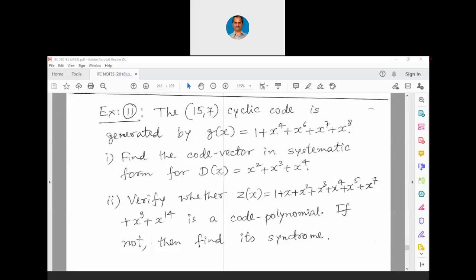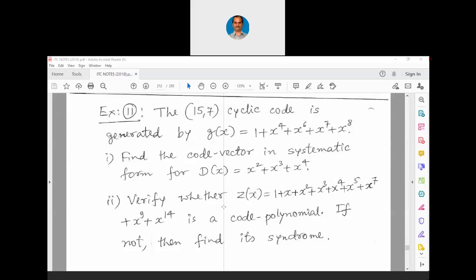Now the second part of this exercise is to verify whether z of x, given as 1 plus x square plus x cube plus x power 4 plus x power 5 plus x power 7 plus x power 9 plus x power 14, is a valid code polynomial or not. Now here it is given as z of x, which means it is a received code. Earlier it was given as v of x. V of x is the transmitted code.